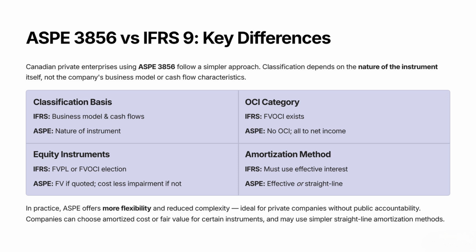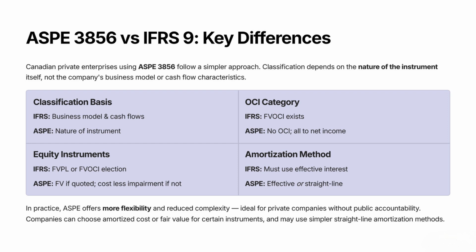Here's where things get simpler. Under ASPE 3856, classification depends on the nature of the instrument, not the company's business model. Let's summarize the main contrasts. In practice, this means ASPE has no other comprehensive income. All gains and losses go straight to net income. Companies can choose either amortized cost or fair value for some instruments, and they can use either effective interest or straight line for amortization, a simpler, more flexible approach.